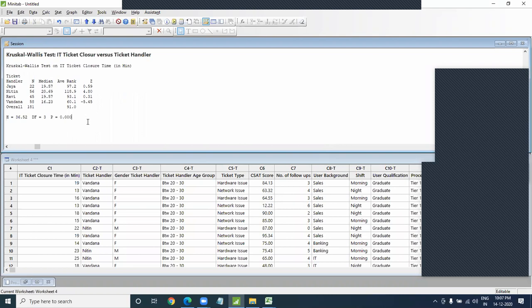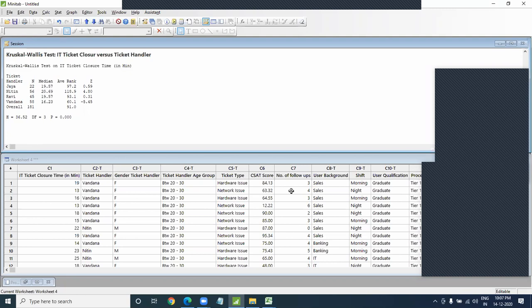It confirms yes, that's a root cause, and we have got a p-value which confirms that there is a significant difference in the median performance of every ticket handler. So we see that Jaya has got the lowest median, and we got the highest median of Nitin, and they are performing at an absolutely different level. So yes, we know a root cause here. So if your data is non-random, wherever you have to do ANOVA, you will be using this.